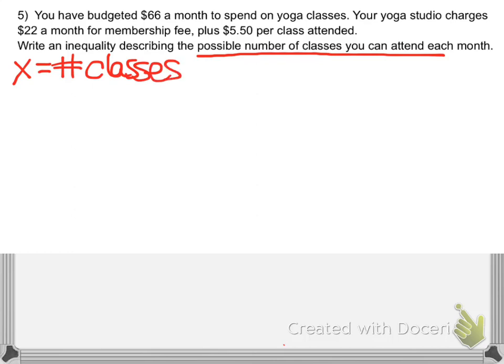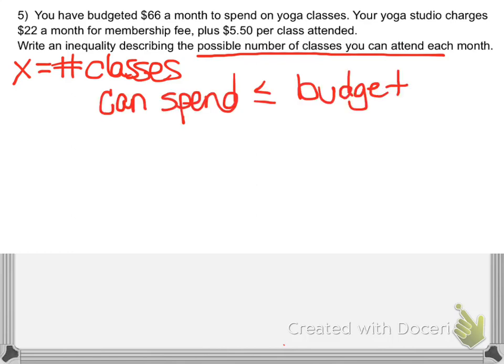Then, how much are we going to spend? Well, what we can spend has to be less than or equal to what we have budgeted. This would be the start of a verbal model. We can continue this by saying that what we are going to spend, or what we have to spend, is the monthly fee plus the class charge.